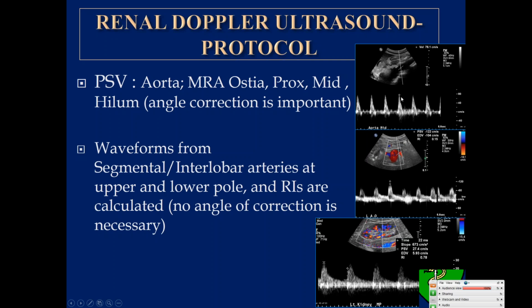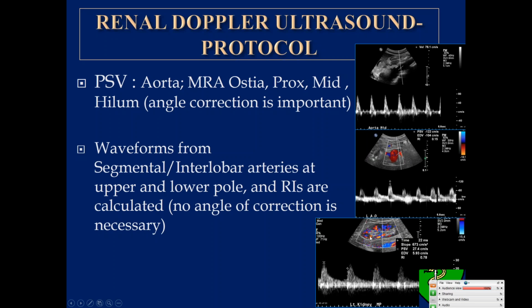So the protocol also involves evaluation of the peak systolic velocities, and we obtain the peak systolic velocities within the aorta first at the level of the main renal arteries. And this will be later used to calculate our renal artery to aortic ratio. And then we also want to obtain peak systolic velocities at the origin, at the proximal portion of the main renal artery, the mid portion, and distal or hilum.